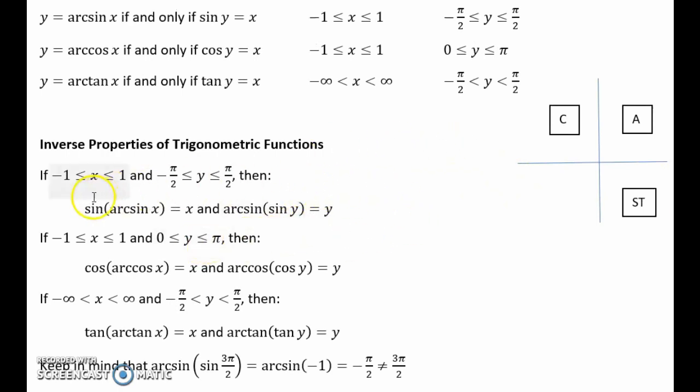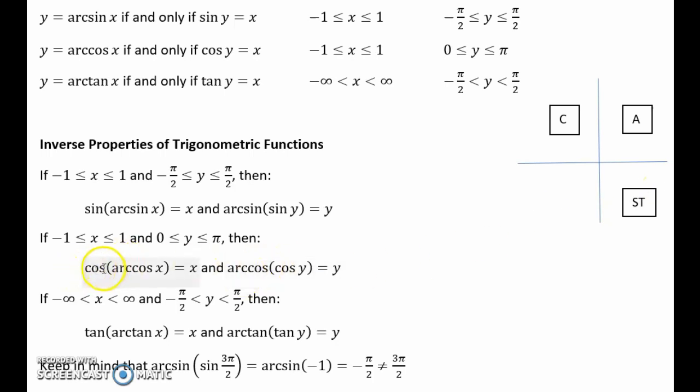Basically, this is just saying that our arc functions are true inverse operations, much like 2 times x divided by 2 is just x. Multiplication and division are opposite functions. So sine and arc sine are opposite functions. And once again, we have to keep in mind our domain and range restrictions when we're doing this. We have to always keep that in mind. However, sine of arc sine of x is just x, and arc sine of sine y is just y. So they're opposite operations.